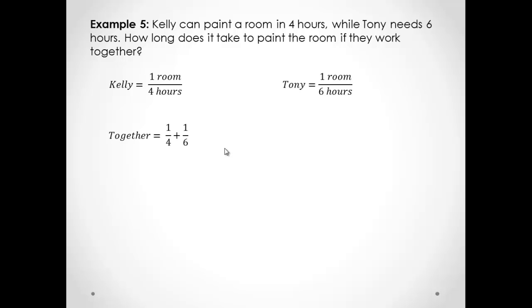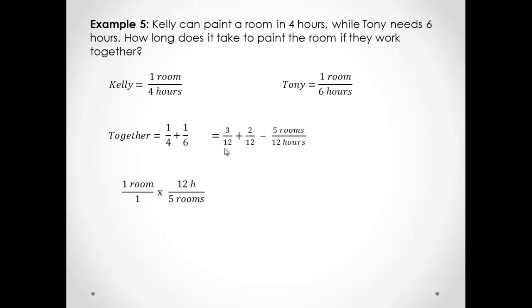Well, what we do is we simply add those values together, those rates. 1/4 plus 1/6. Remember rules of adding fractions, we have to have a common denominator. 1/4 becomes 3/12, 1/6 becomes 2/12. We only now add the numerators, 3 and 2, and we get 5 rooms for every 12 hours.